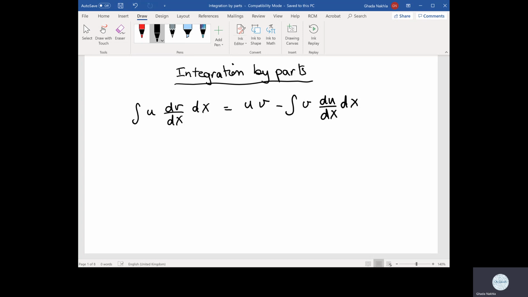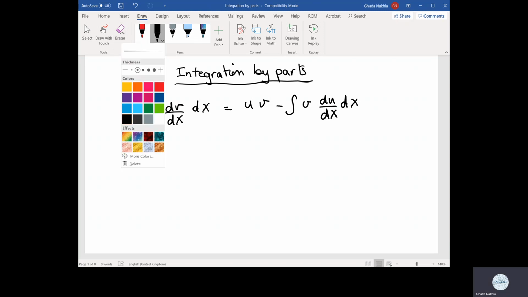Today we will be looking at how to apply integration by parts. Integration by parts is very special. You have to have one of the terms as u, and the other term would be the derivative of v. And the answer would be u multiplied by v minus the integration of v du by dx dx. So this is what we'll be learning today. We'll be looking at applying this.